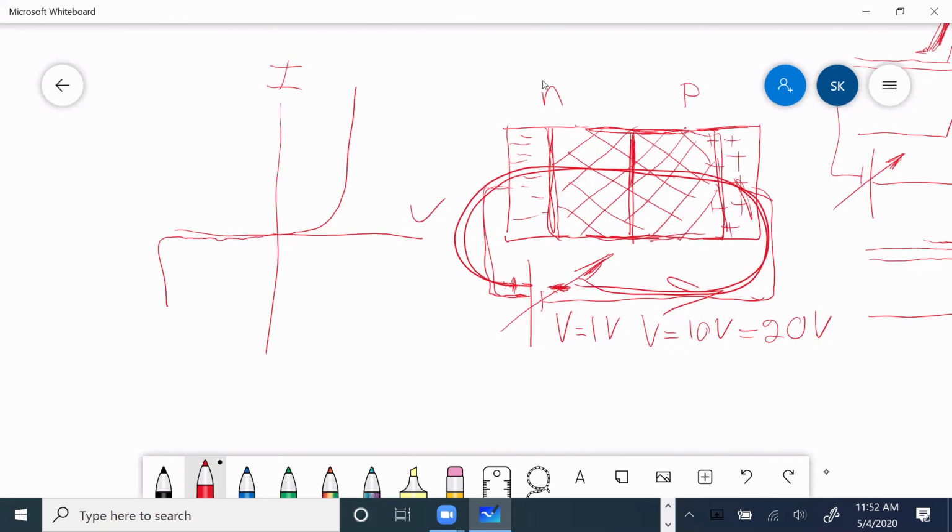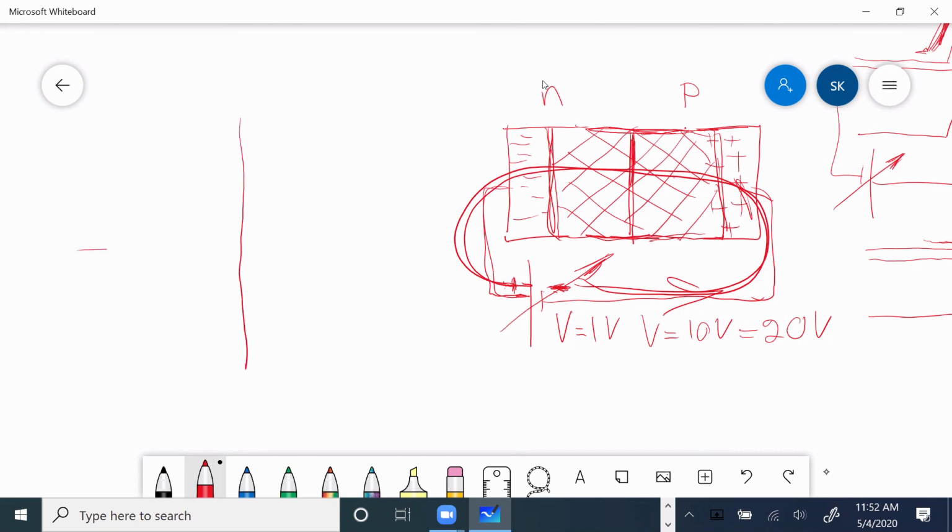Let me plot it nicely. Sorry. Because I can't rest my hand on anything, that's why I can't really draw the straight line.